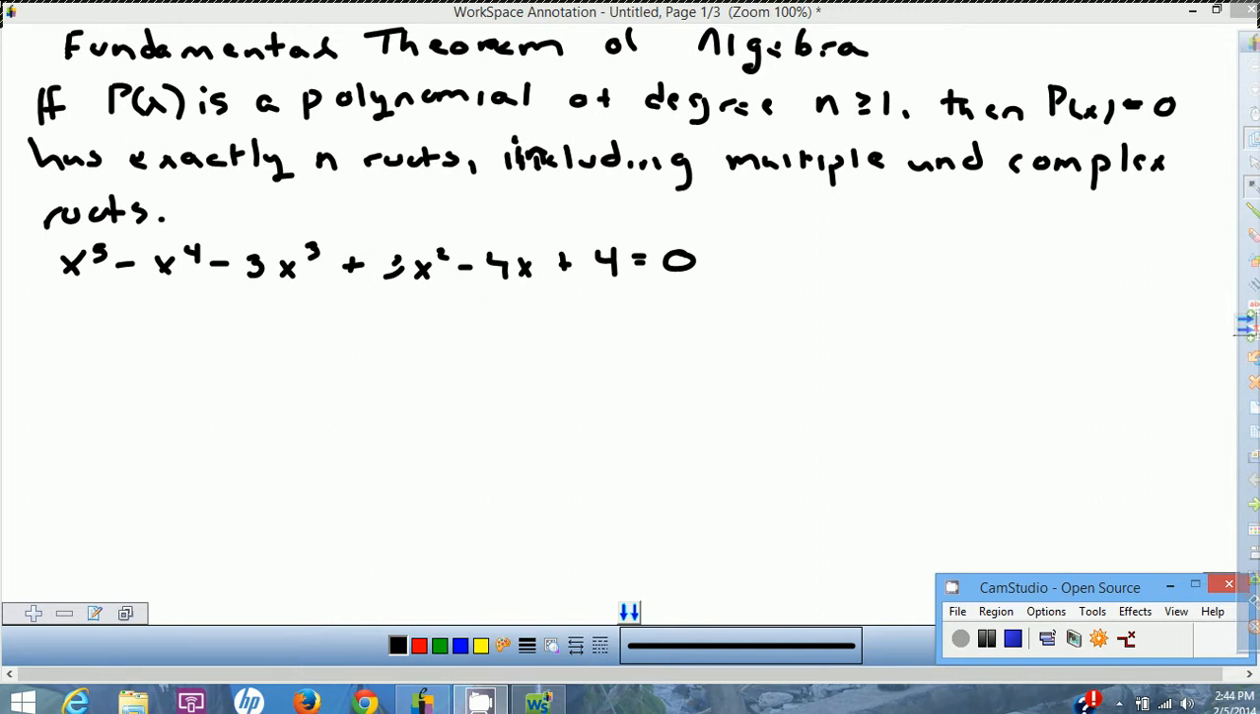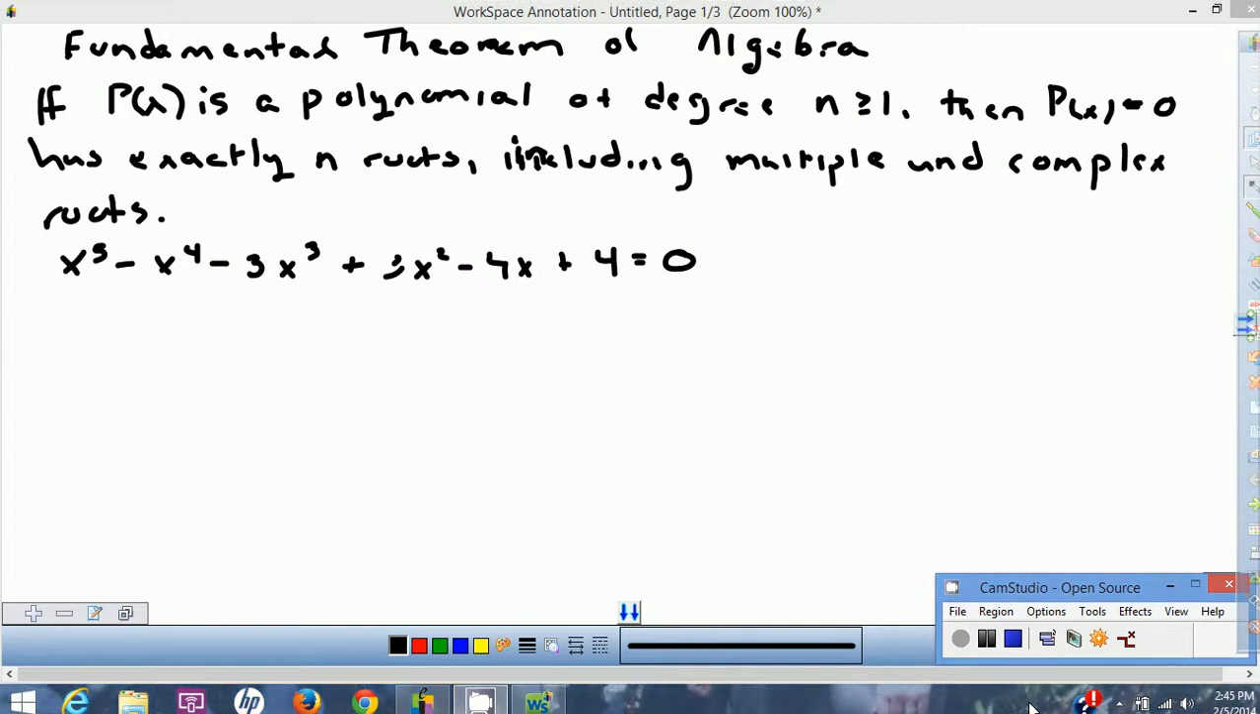First one, we want to look at the fundamental theorem of algebra. The fundamental theorem of algebra says, if p of x is a polynomial of degree n greater than or equal to 1, then p of x equals 0 has exactly n roots, including multiple and complex roots. Okay, that statement is actually a whole lot simpler than it sounds.